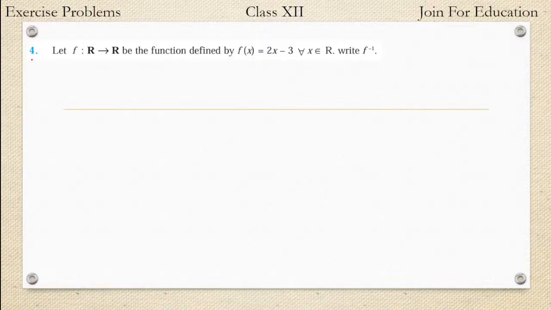This is question number 4. Let f be a function from R to R defined by f(x) equal to 2x minus 3 for all x that are elements of R. Write the inverse function. So this is one of the most important questions in the board examination, asking us to find the inverse function. So let's see the solution very carefully.